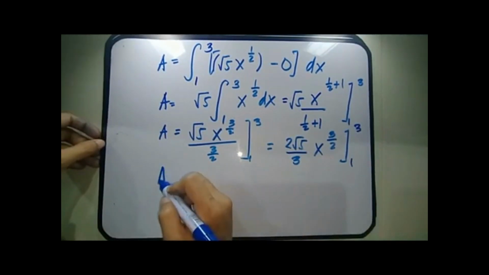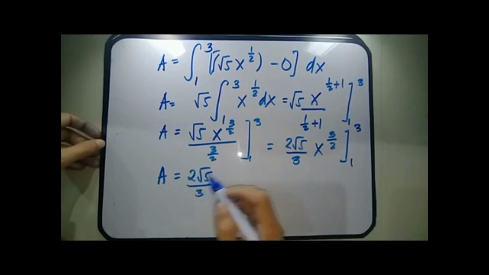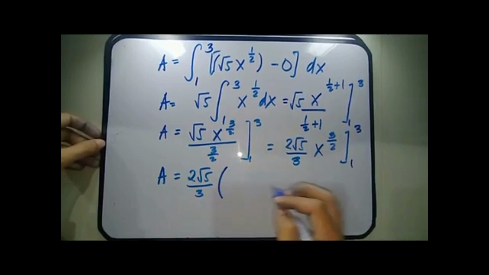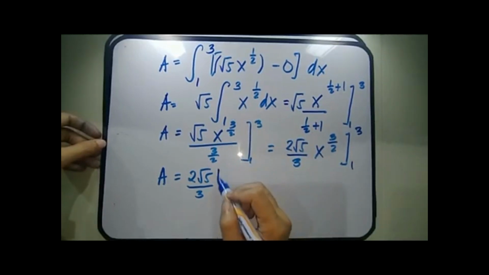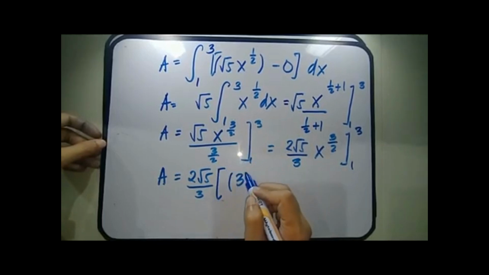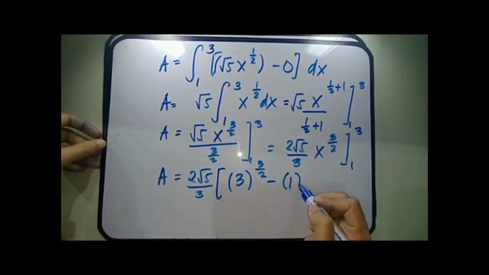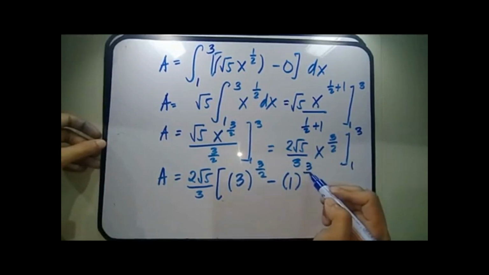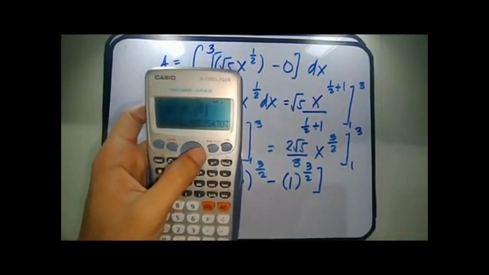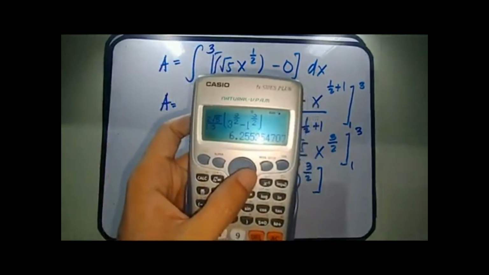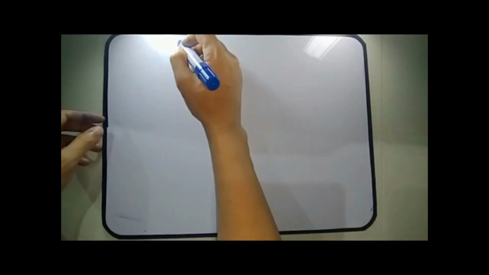So area is equal to 2 square root of 5 all over 3. So substitute your upper, subtract your lower to the upper. You have here 3 raised to 3 halves minus the lower limit, that is 1 raised to 3 halves. Then we simplify this, so that is equal to 6.255 square units. So in this next problem, guys, we have two parabolas here.